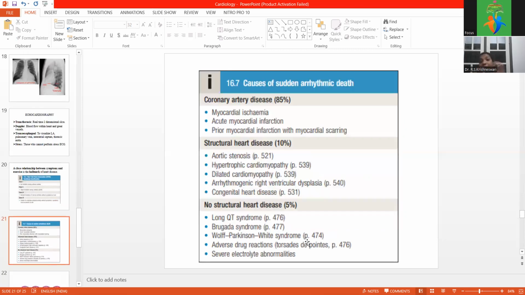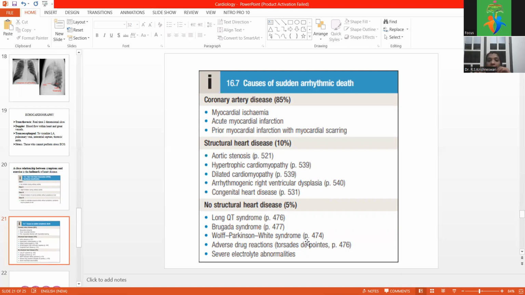Next is arrhythmia. What is arrhythmia? It is a change in the rhythm of the heart, and it is a cause of sudden cardiac arrest. What is cardiac arrest? It is when there is asystole, absence of systole. Suddenly the heart stops beating, there is no blood flow, and it leads to cardiac arrest.